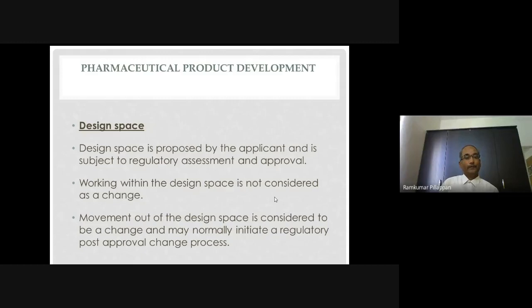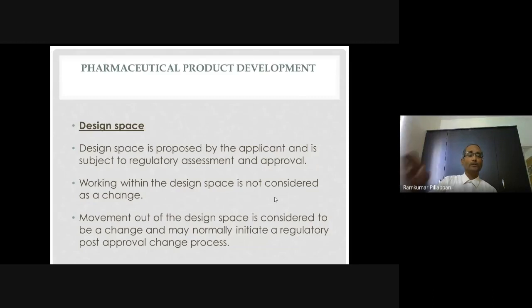What is design space? Design space is proposed by the applicant. Applicant means the company which is going for a regulatory approval. And he has to work within the space. It's the very colloquial term, space. That means it's like a playground. You have to play within that space. You should not go outside the boundary. If you go out, you are violating the approval. Once the product is approved, especially, you cannot go out of the design space.